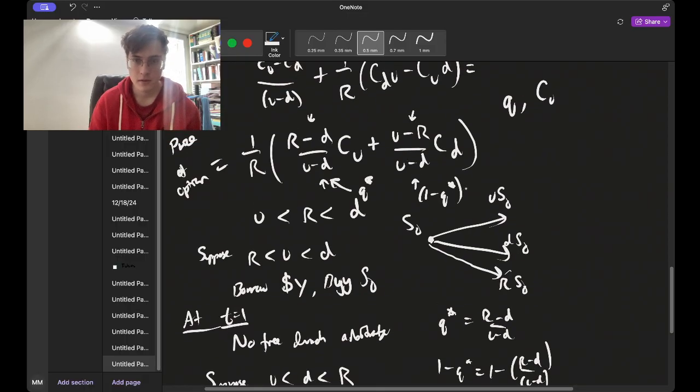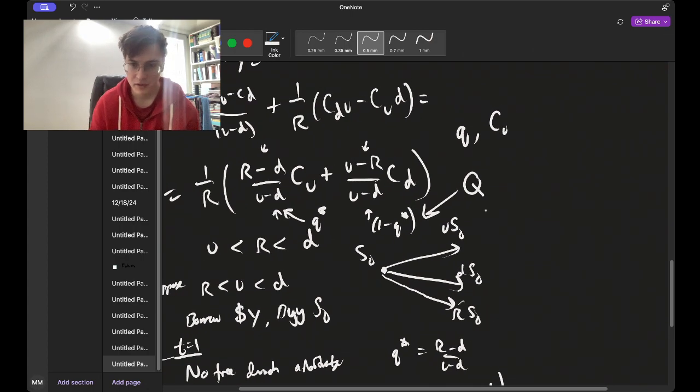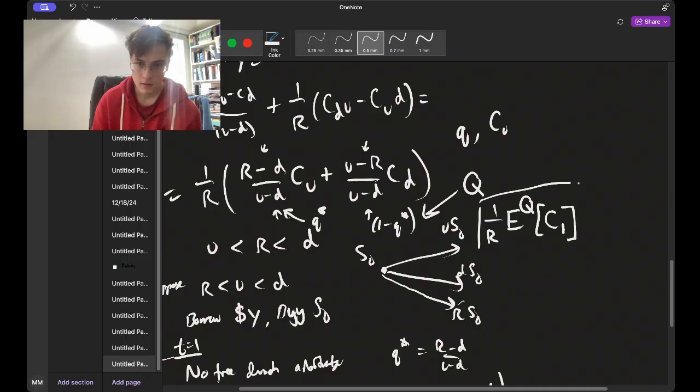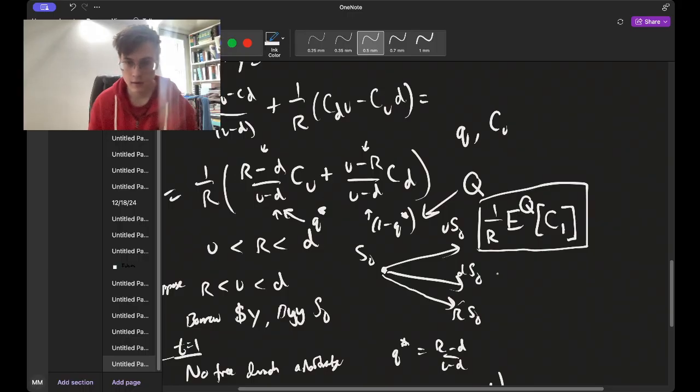So we can treat this as a new probability measure, a new probability measure Q. Then we can rewrite this expression as 1 over R times the expected value, under this new probability measure Q, of the cash flows at 1. Okay? So what is this Q? This is known as, let me check, risk neutral pricing. I just had to make sure I have the right word for it.